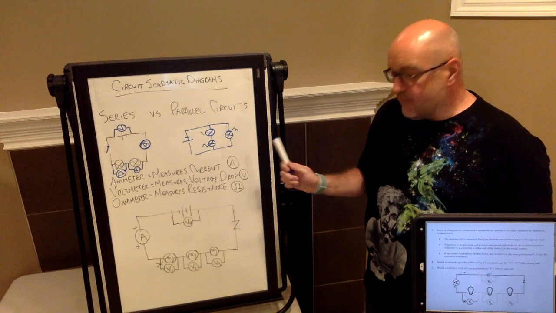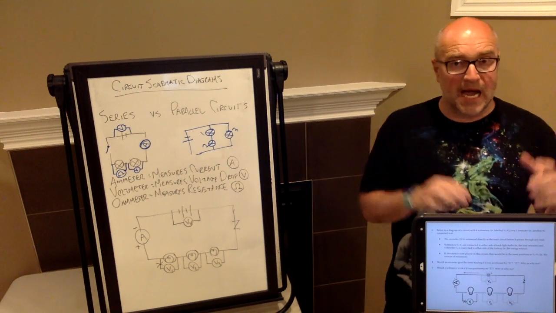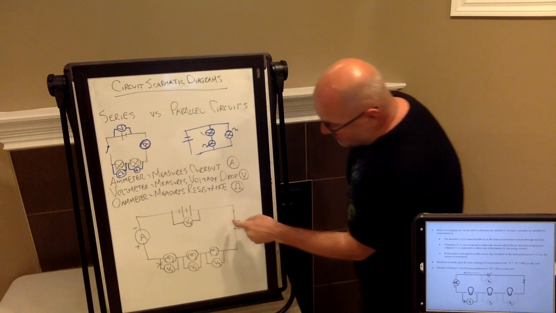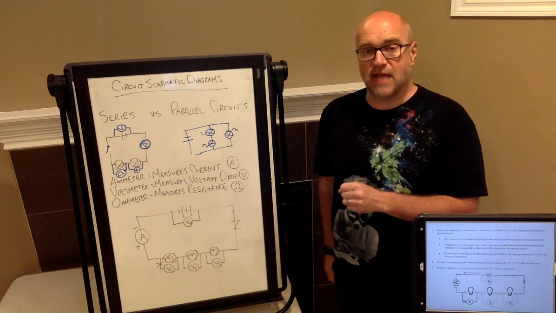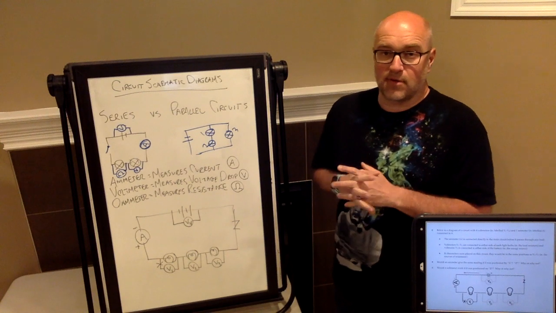Why? Because a voltmeter is based on a voltage drop. I have to see some kind of a voltage drop. I'm having nothing to compare to here. I need to see what's happening over two parts of a circuit.